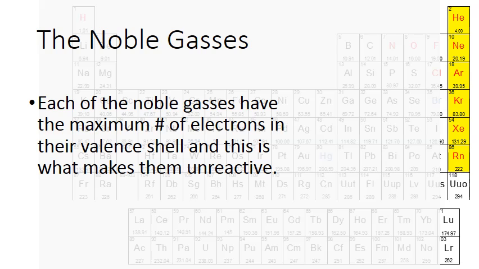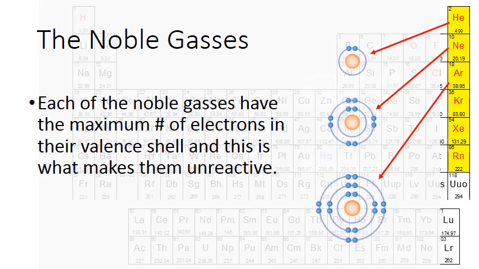And this is what makes them very unreactive. So if you take a look, they can't fit any more electrons into their outer shell, and this is why they don't react with anything. The whole reason elements react with each other is so that they can fill up their valence shell. These guys already have full valence shells, so they have no interest in interacting with any other elements at all. So that's why they're unreactive.